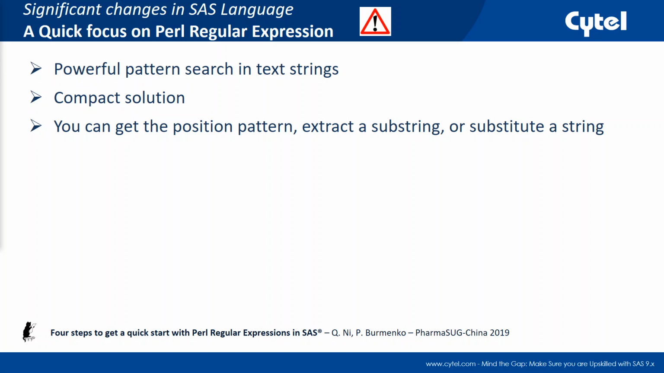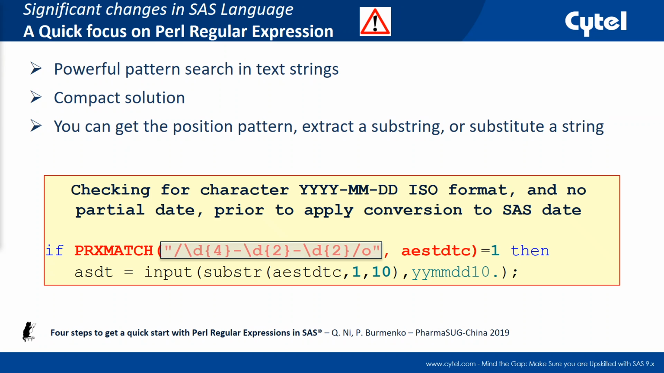So, for example, you could write a regular expression to look for 4 digits, a dash, 2 digits, a dash, followed again by 2 digits, to check if, for example, a variable containing a date in SDTM format is a complete date. So using the complete ISO format, before converting it into a SAS date.